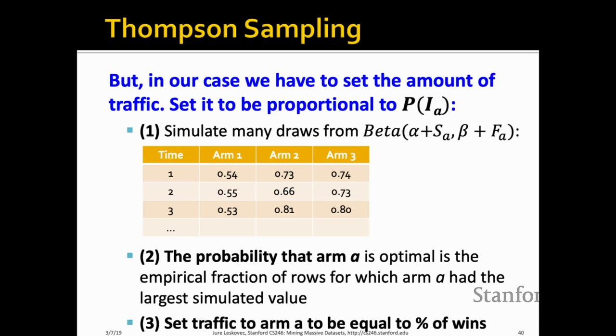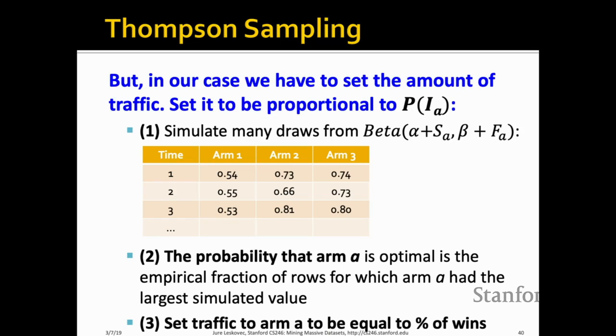Because it means that, for instance, in row 3, arm 2 is the winning one and you will be drawing for arm 2. Then from time 2, arm 3 had the highest value, so you will be drawing from there. So you run this simulation, and after it's done, you set a portion of the traffic per each arm. You set traffic to arm A to be equal to the percentage of wins. Basically, this beautifully balances how much traffic you're sending to each arm, given your expectation of the win rate for that arm.